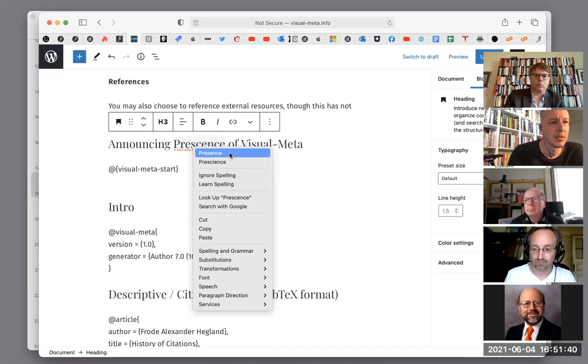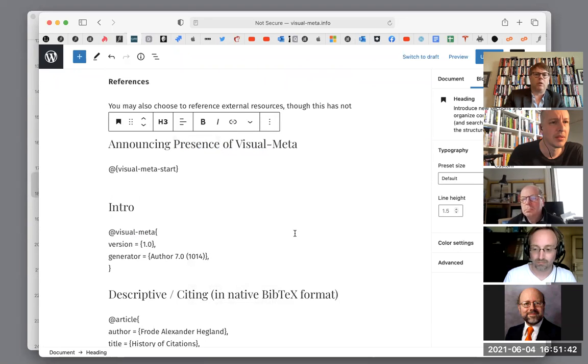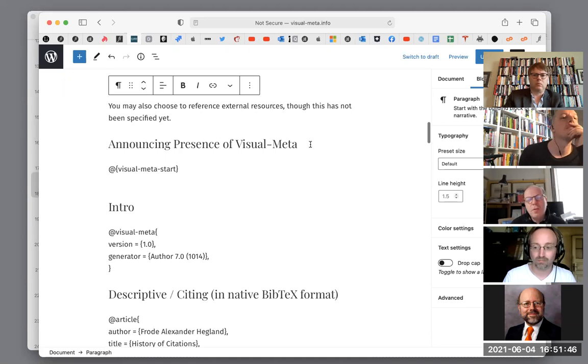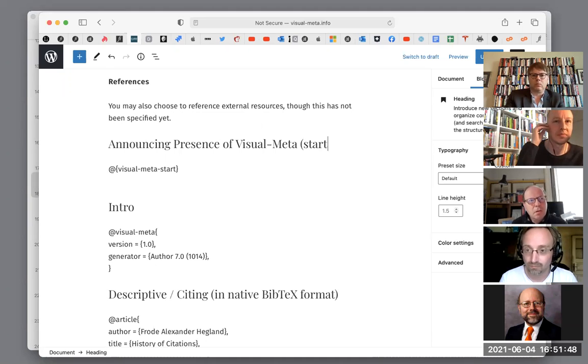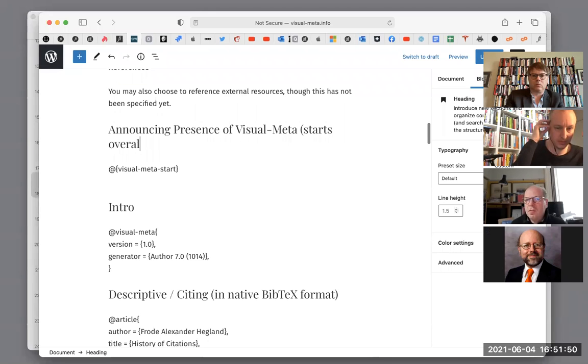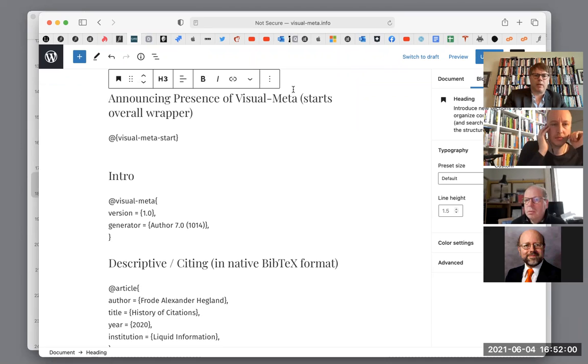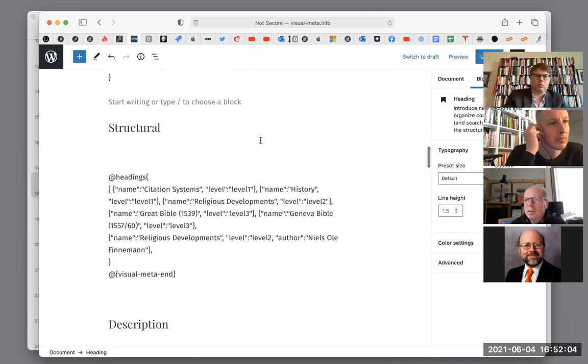Yeah. How about the preamble? Well, no, it's actually because it's the overall wrapper, because, I mean, this wraps everything, doesn't it? Because the Visual-Meta start balances to a Visual-Meta end. But I'd agree it is a preamble. Does that make sense, though? Or since it comes at the end of the document, we could call it the postamble.